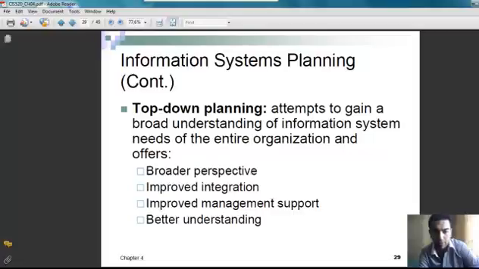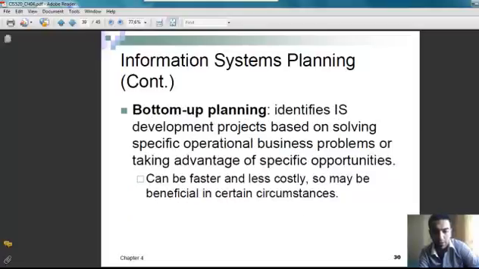Top-down planning attempts to gain a broad understanding of the information system needs of the entire organization and offers a broader perspective, improved integration, improved management support, and better understanding. Bottom-up planning identifies IS development projects based on solving specific operational business problems or taking advantage of specific opportunities. It can be faster and less costly, so it may be beneficial in certain circumstances.